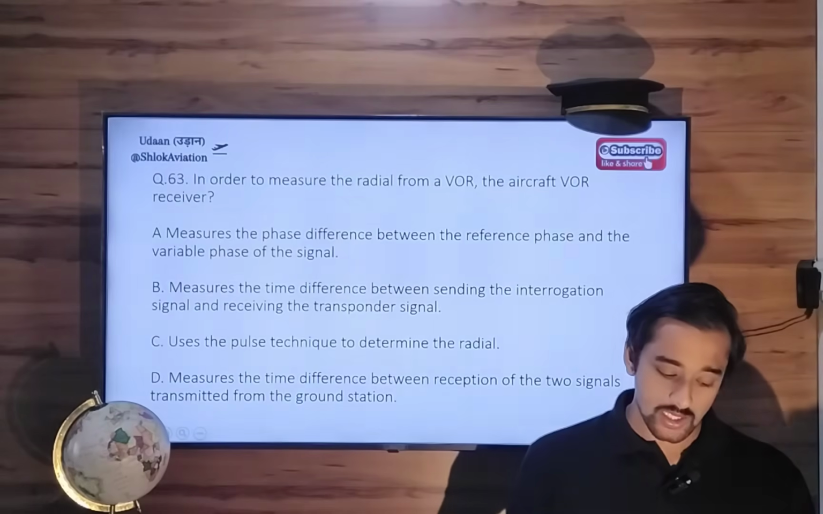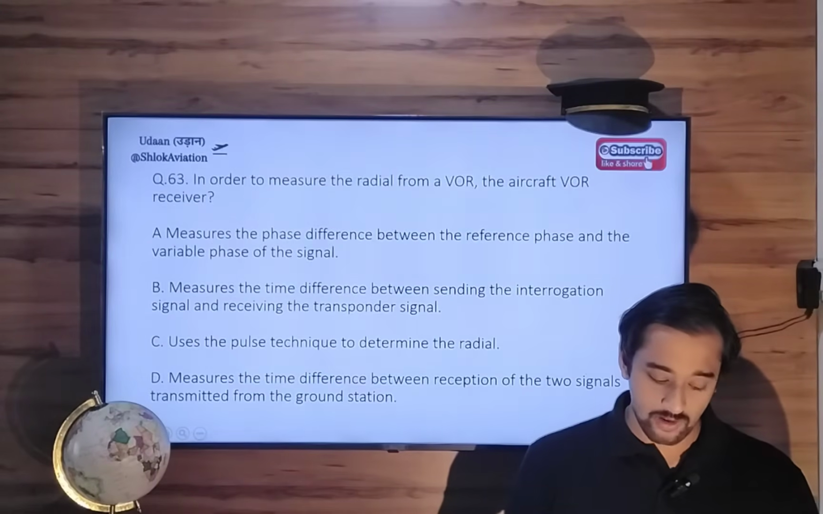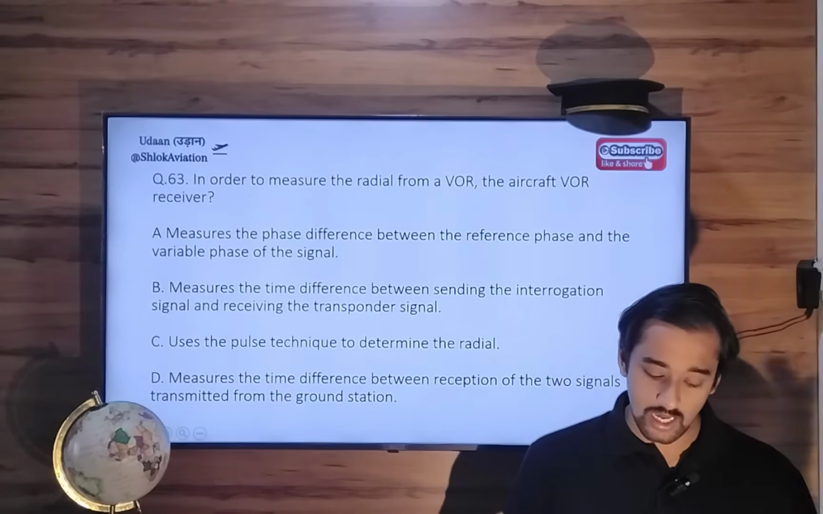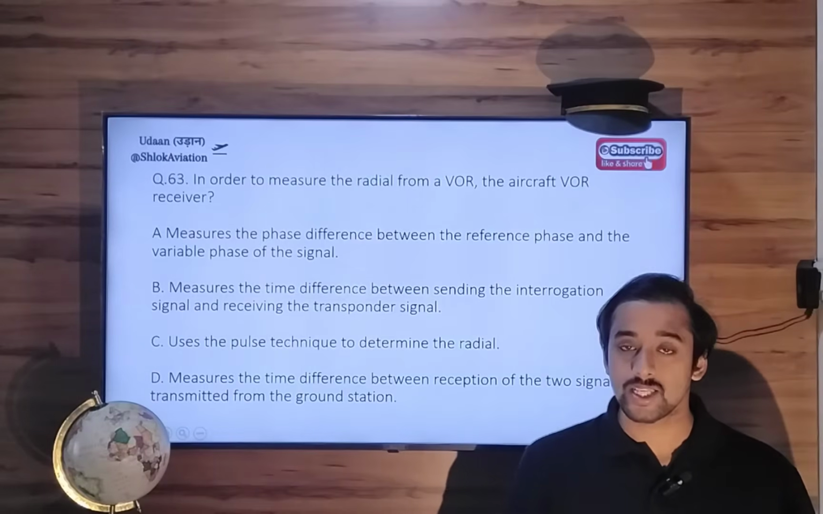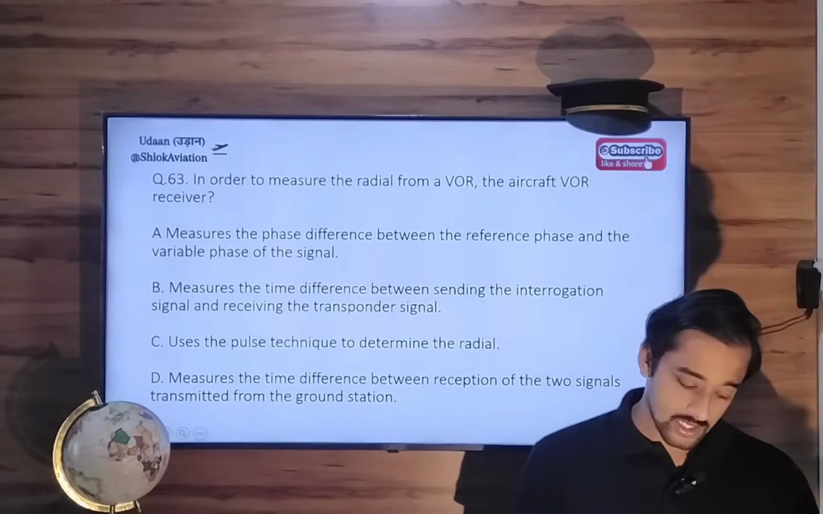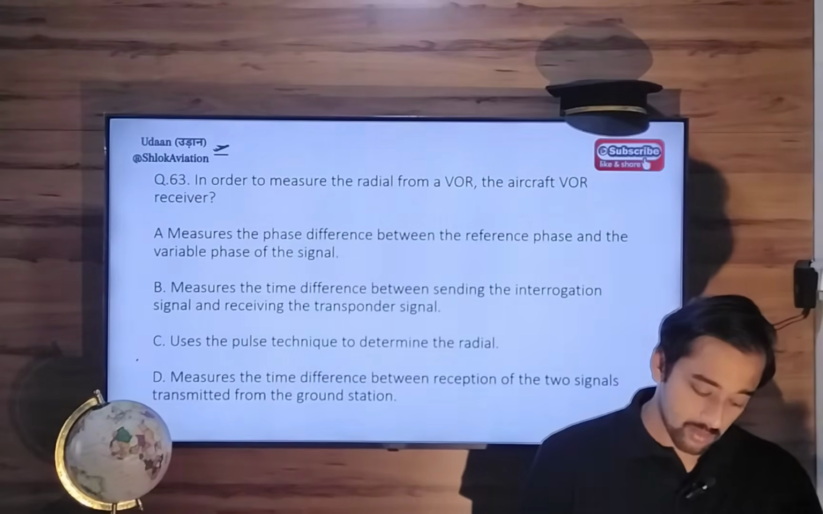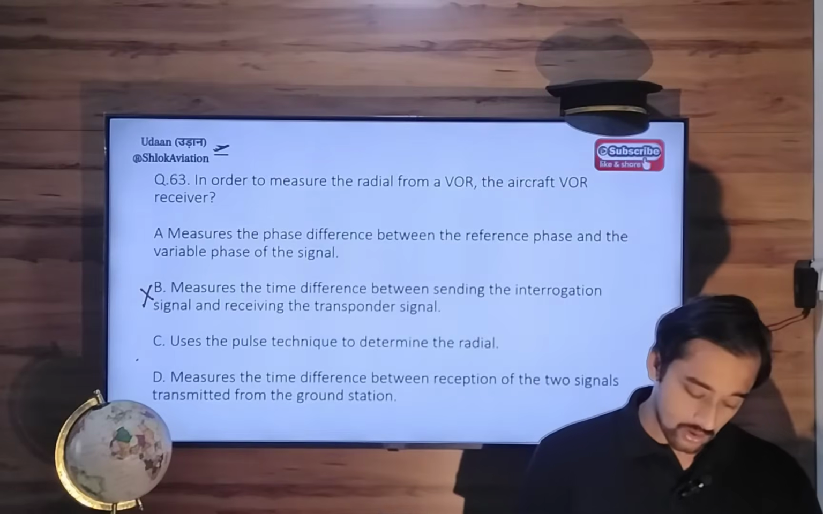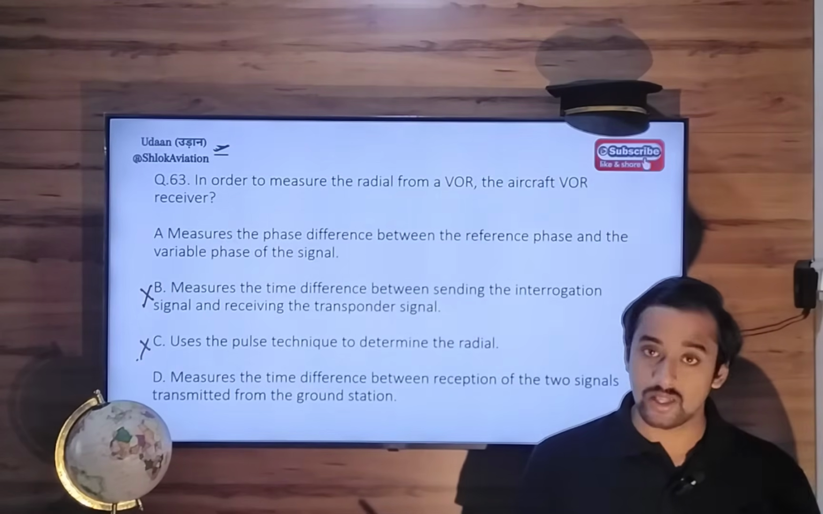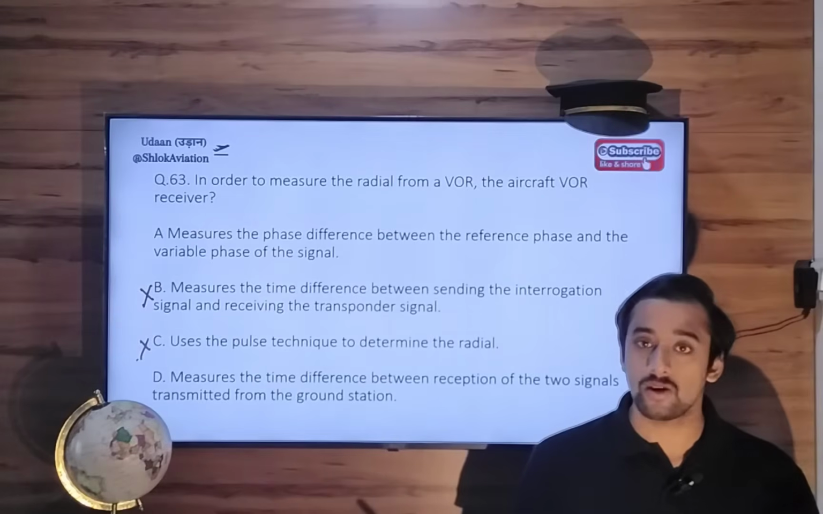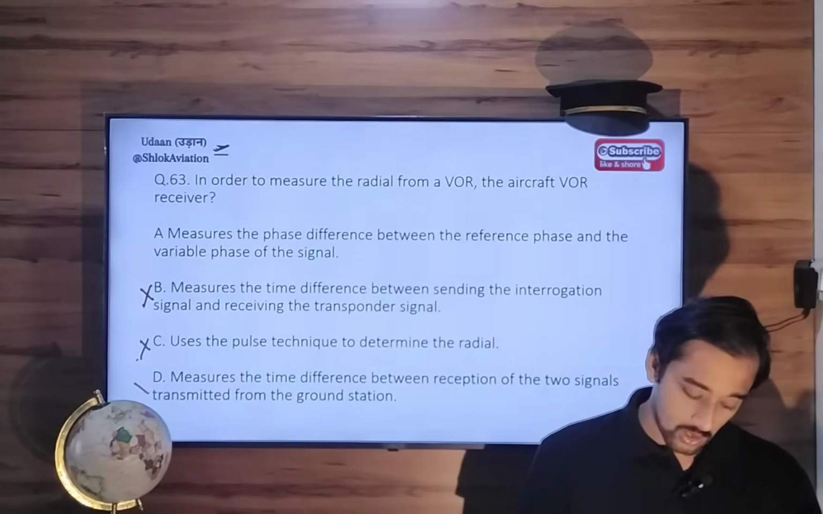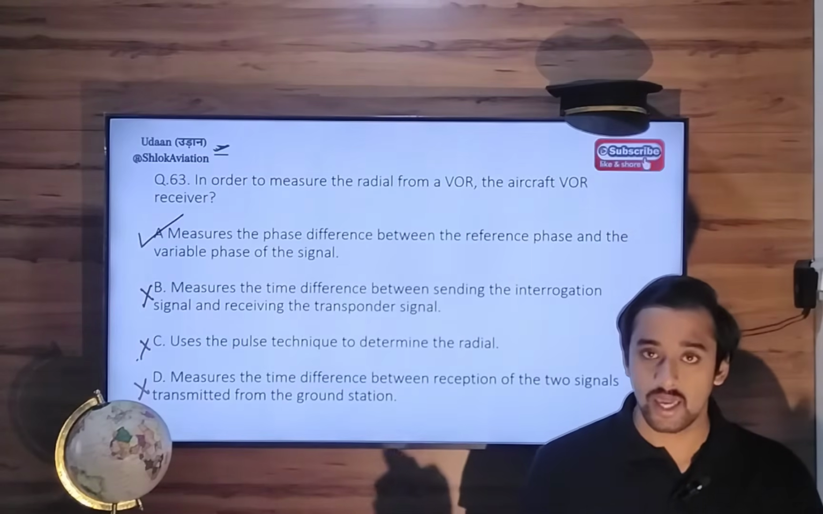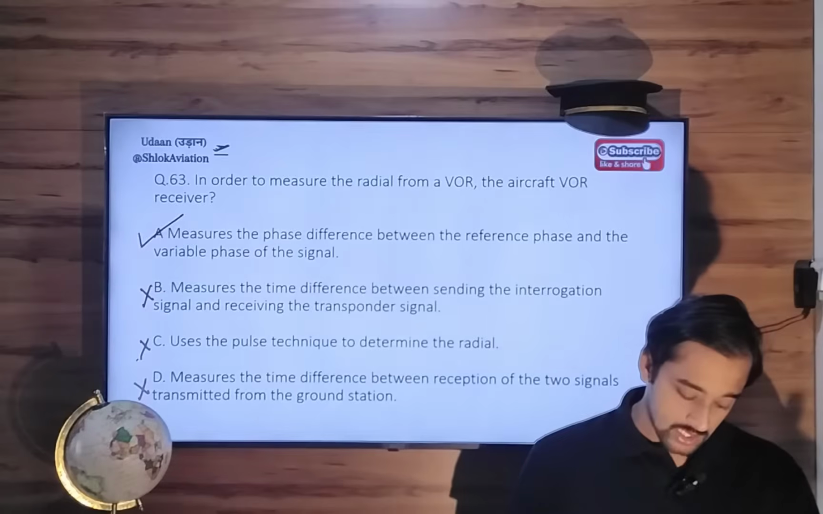So the first option is: measures the phase difference between the reference phase and variable phase. Measures the time difference between sending the interrogation signal and the reception signal. So this is wrong. Okay, this is about radar. Uses the pulse technique to determine the radial, again wrong. Measures time difference between reception of the two signals transmitted from the ground station. So this is also wrong. So all three of these options are related to radar. So the correct option is option number A, like I explained now. Question 64.